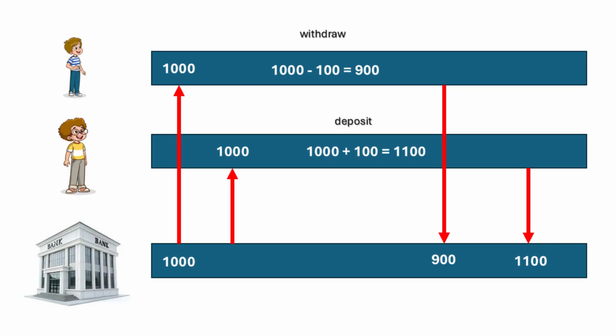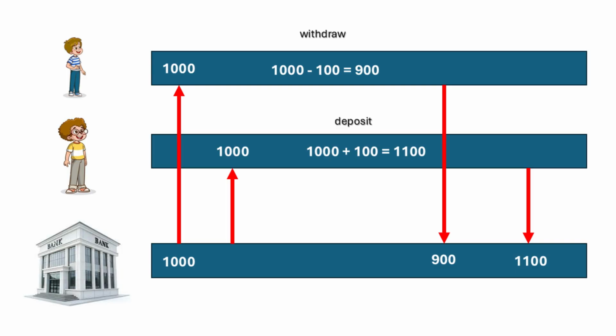So it will show either one. We expected 1000, but the final value is different. If your friend's update is the most recent update, then it will show 1100 rupees. And if your update is the recent operation, then the bank account balance will be 900 rupees.